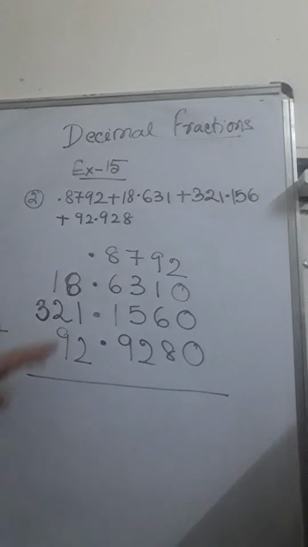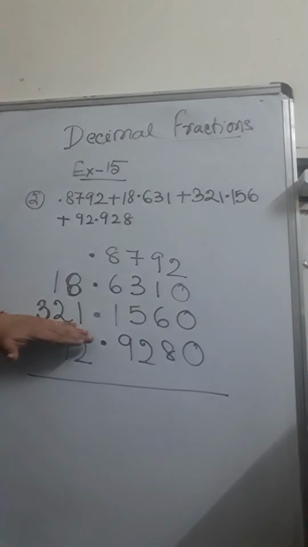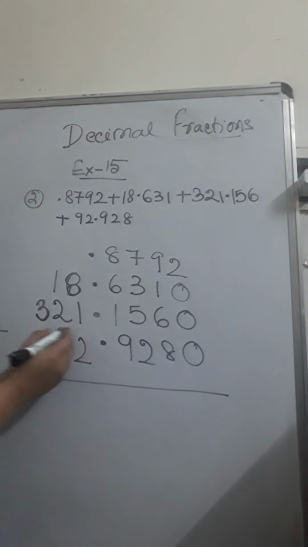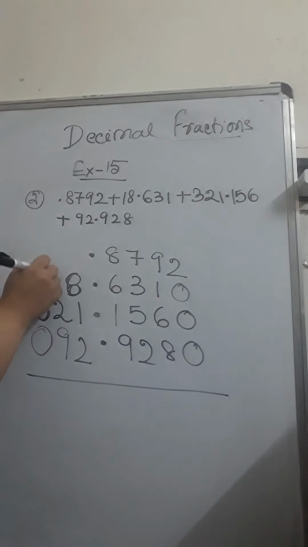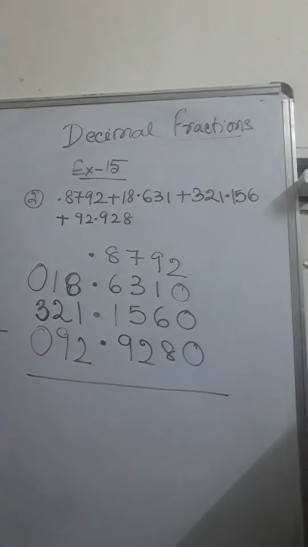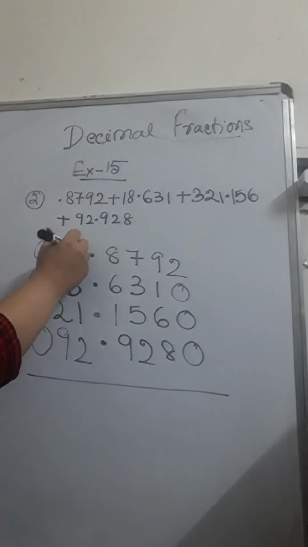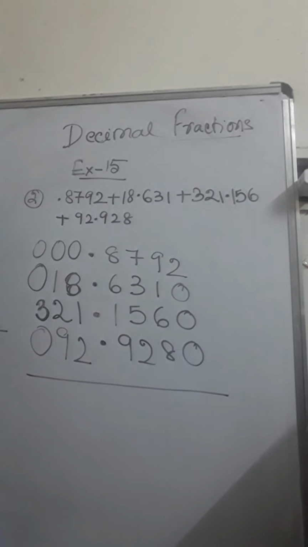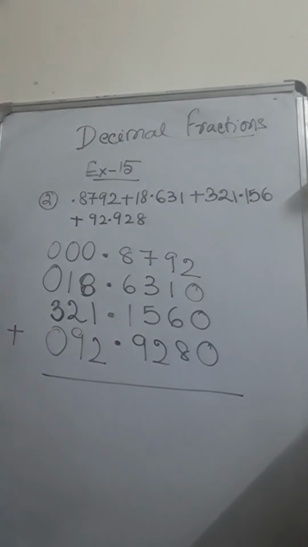Similarly, now what is the highest whole number part? 3-digit number. So just check these 2 numbers, they are having till tens place, they don't have hundreds place. Give 0 in the hundreds place. And the first number has no digits in the whole number part, that means 0 is there. So you will put 3 zeros just to equalize it with the others. Now add them normally without thinking about the point.